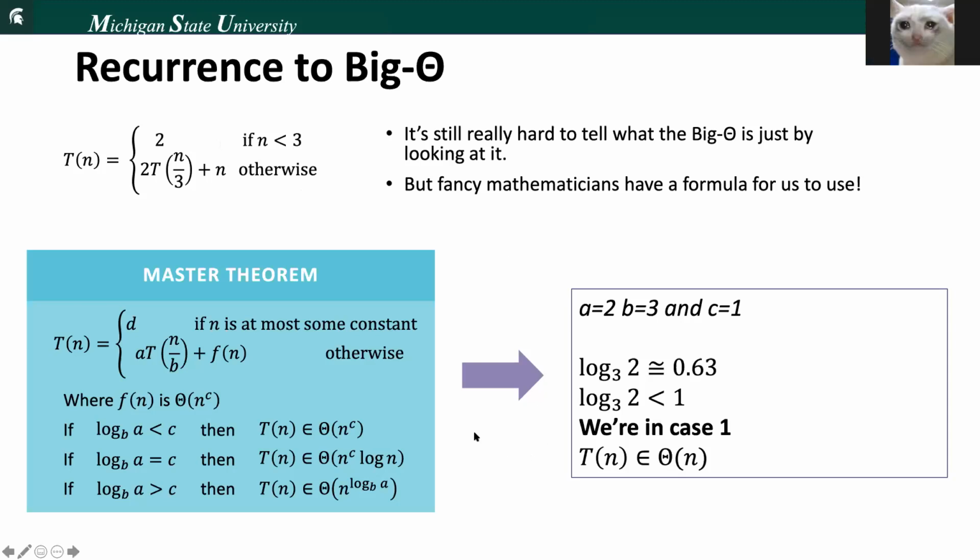Wait, professor, question? You are saying this is case one, but which one is case one? We're going to go through the cases in a second. So there are 3 cases. Can you look at the blue-greenish rectangle here? Yeah. So the first one, log base B of A is less than C. Do you see it? Yes. Then I see T of N is an element of big theta of N to the C. What is C? C is 1. So therefore, T of N is an element of big theta of N.